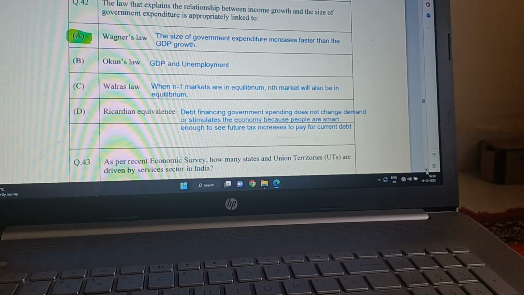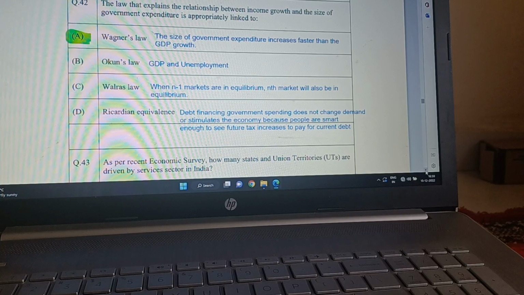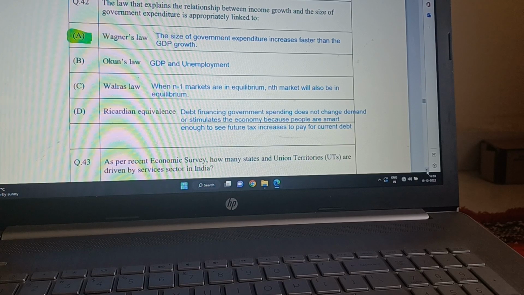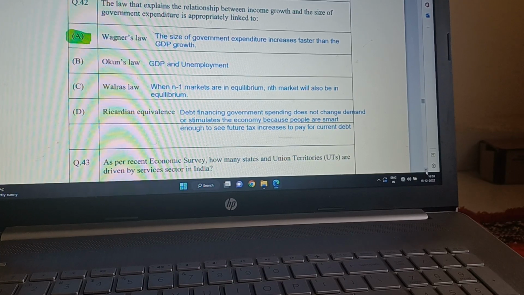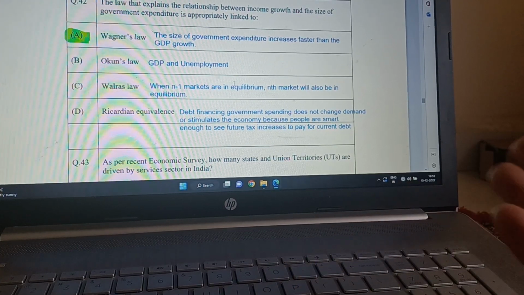And Walras law. Walras law talks about equilibrium in n markets. It says that if there are n markets, and if there is equilibrium in n minus 1 markets, then there must be equilibrium in the nth market. So this question can also be another GATE question, what is Walras law. All four can be another question.